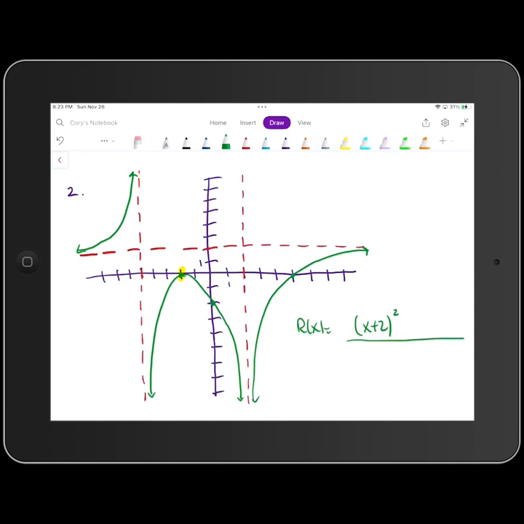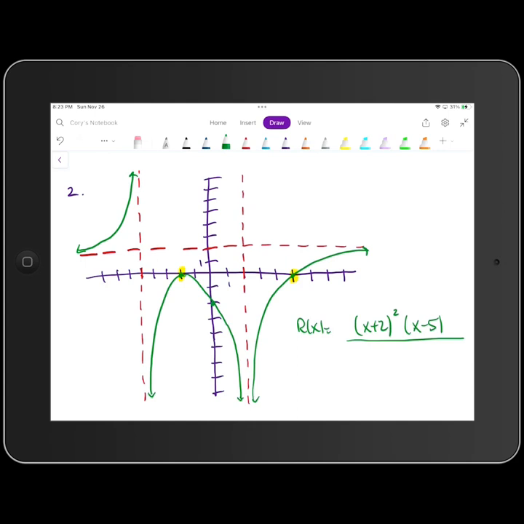Our second x-intercept occurs over here at x is equal to 5. So that means that x minus 5 has to be a factor in our numerator. And because our graph crosses the x-axis at that point, the multiplicity of that 0 is going to be 1, or it's going to be odd. We'll go ahead and leave it as 1 for the time being.